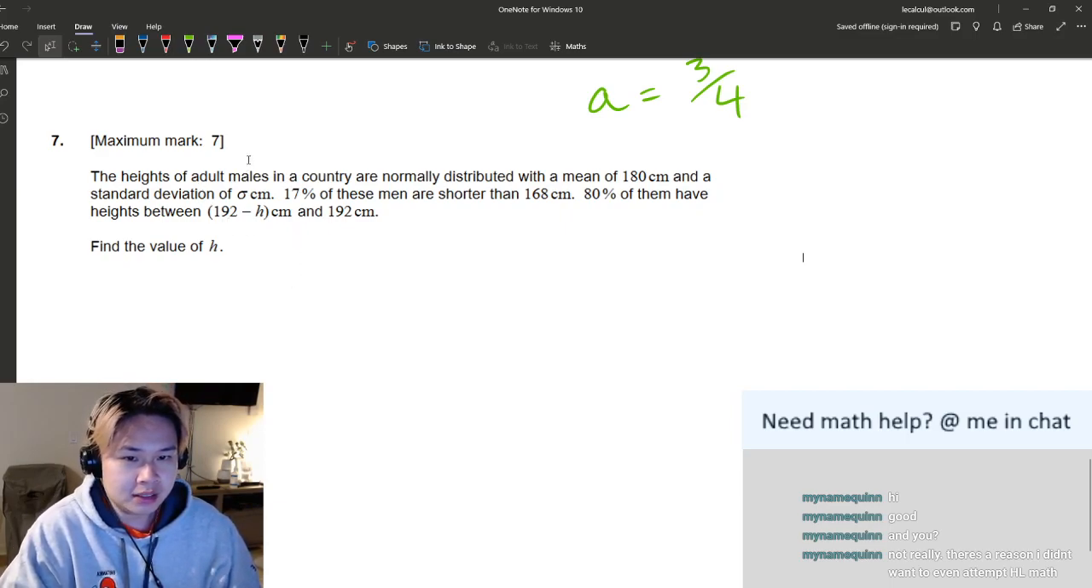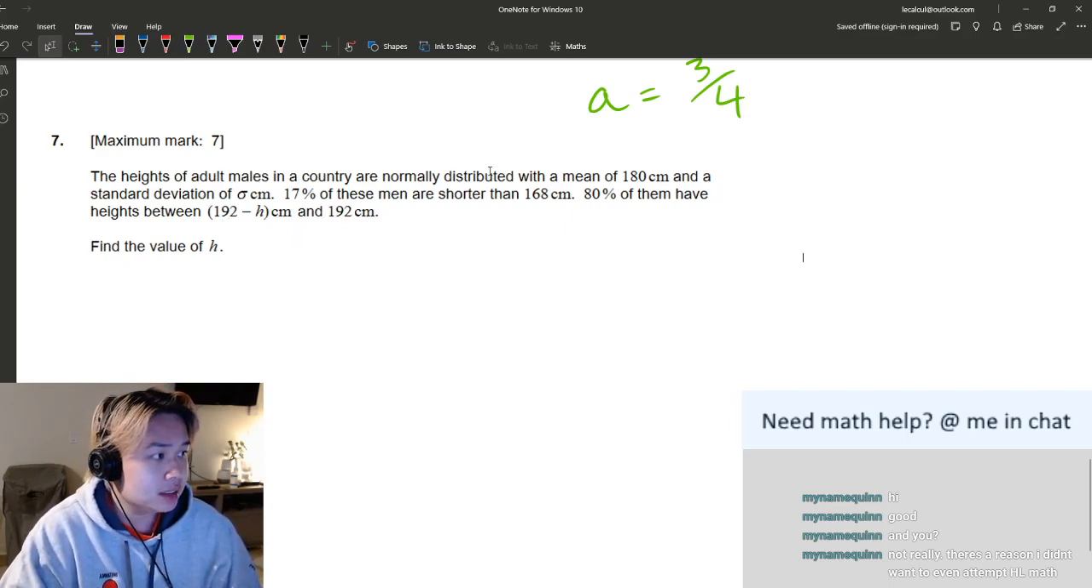Heights of adult males in this country are normally distributed. They have an average of 180 centimeters, standard deviation of something. 17% of these men are shorter than 168. 80% of them have heights between 192 minus some number and 192. Find the value of h.